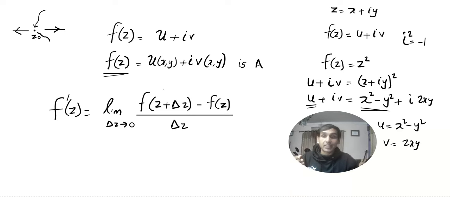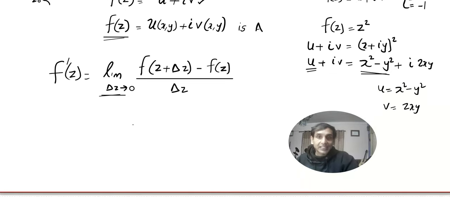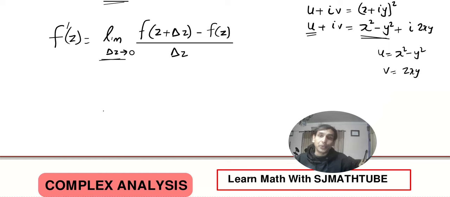That means the derivative exists. But here, if all the limits exist, then the derivative exists. So once more, I am assuming the function is analytic. So this limit will exist regardless of the path. Okay, that's exactly what we are going to do.